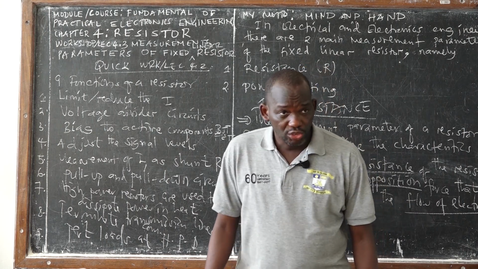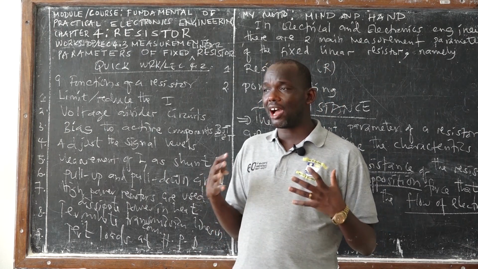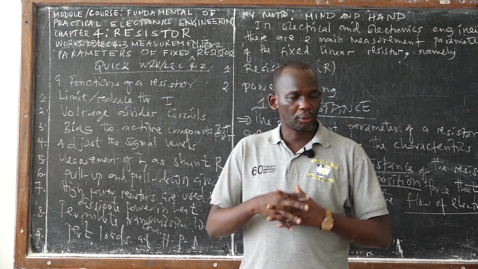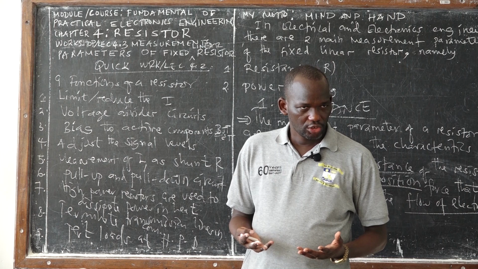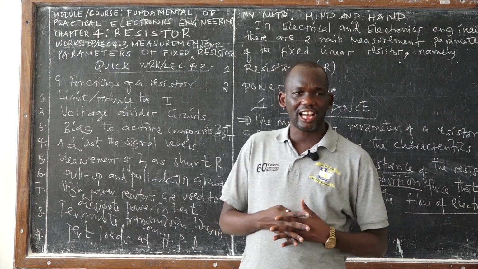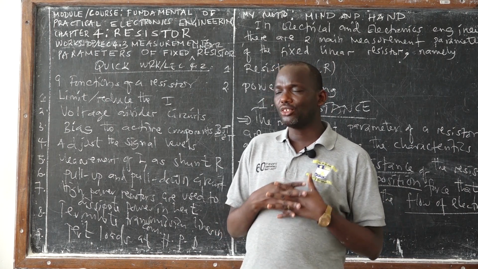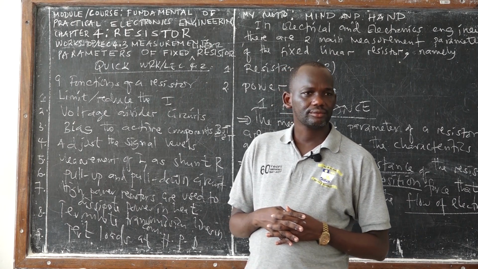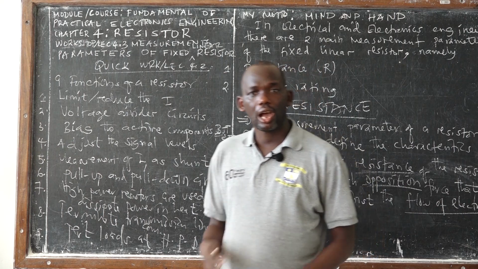Are we together? So the value of resistance of the resistor decides the opposition force. When you know the resistance of the resistor, from there you might know how this resistor is going to affect the circuit. Are we together?